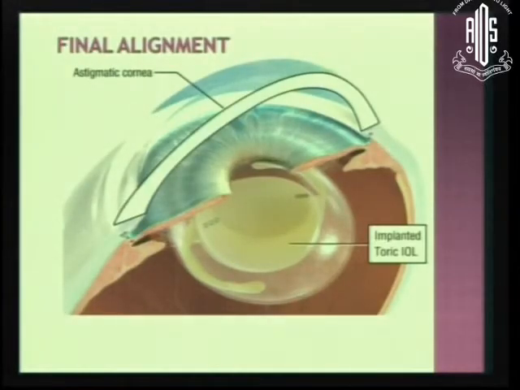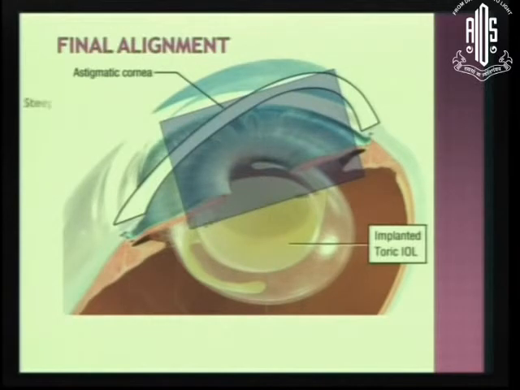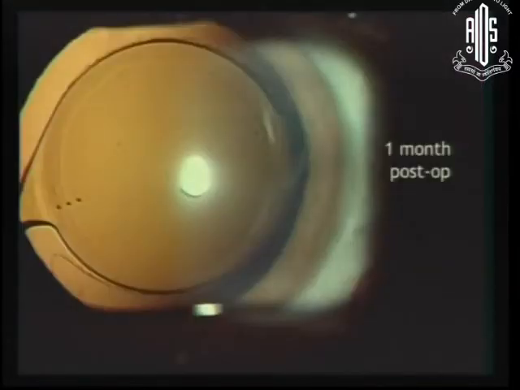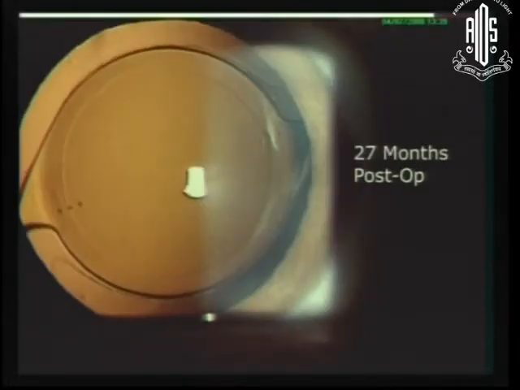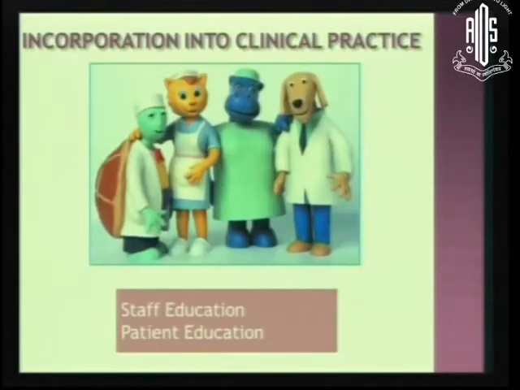And this is just to show you how you align the lens along the steep axis of the cornea. Choose a lens which has rotational stability. Do not take a lens where the rotational stability is suspect. You want these lenses to remain for a long time. So choose a lens like this where you can see the result 1 month post-op and you see the result 27 months post-op. The lens is where you left it.